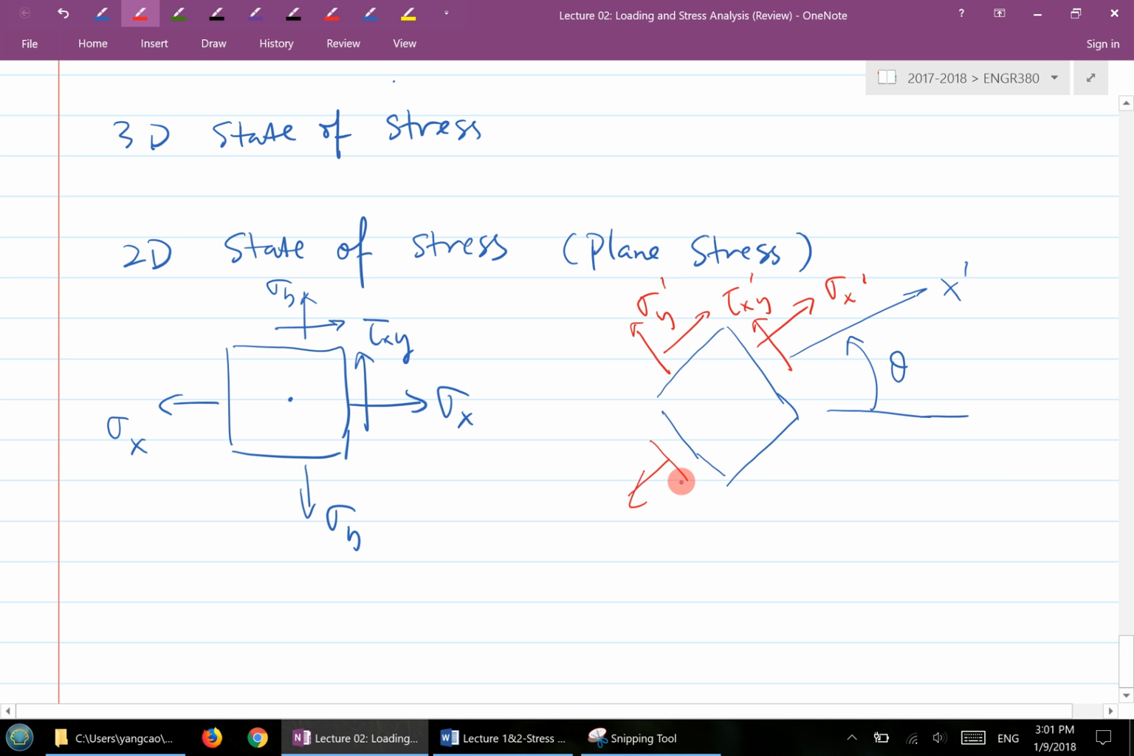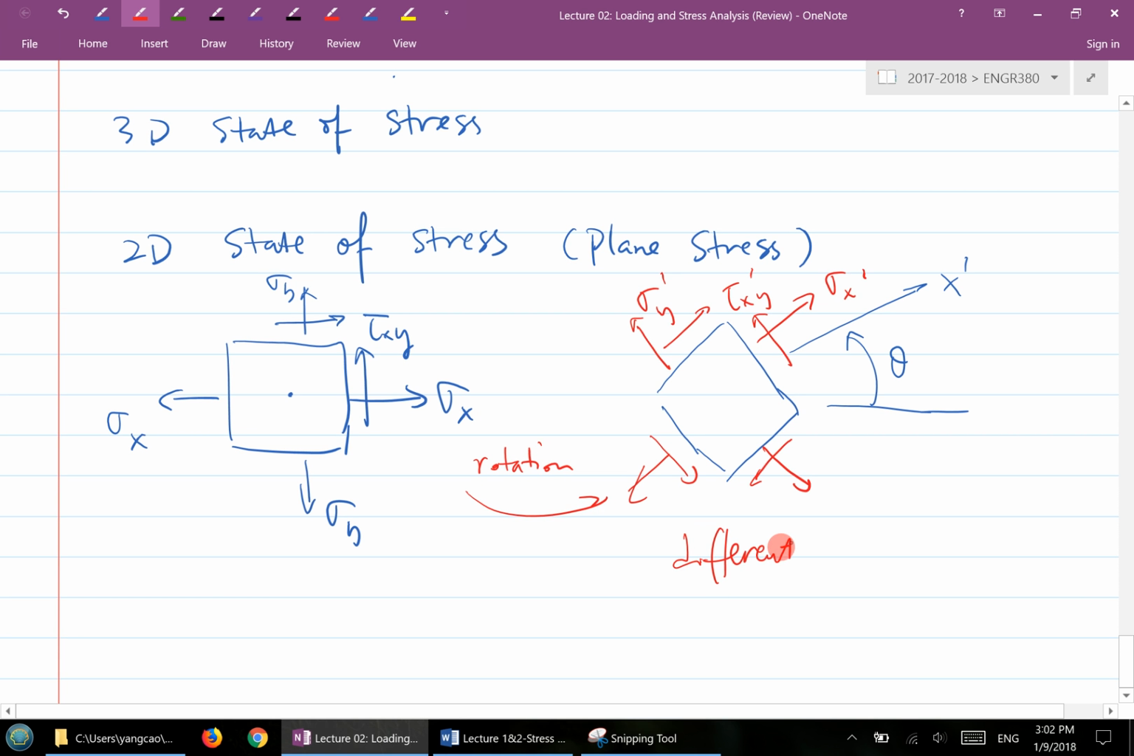Okay, so that's the point of general state of stress due to rotation. After rotation, this is a different state of stress. Does that make sense? And this rotation, you could think of this as probably a cut in this direction.